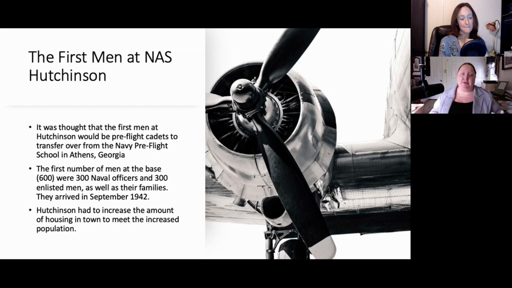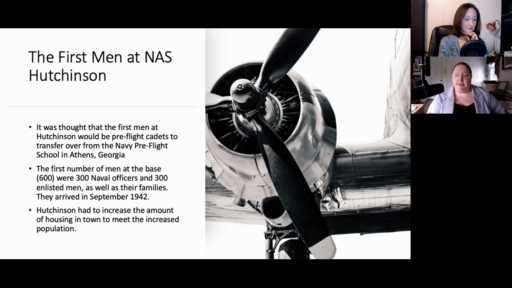Of those 600, 300 are officers and 300 are enlisted men, which normally you'd have more enlisted men than officers in the base, but this is when it's getting started. So we have the officers there, as well as the families, right? We saw this with Sweetie, with the apartment hunting. Yeah, exactly. When Sweetie was trying to find an apartment, they were all taken.